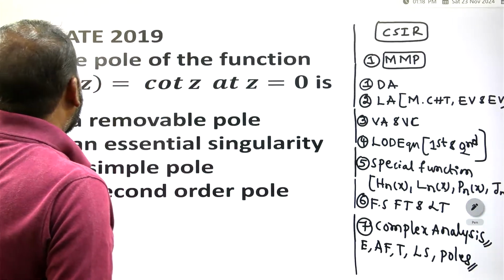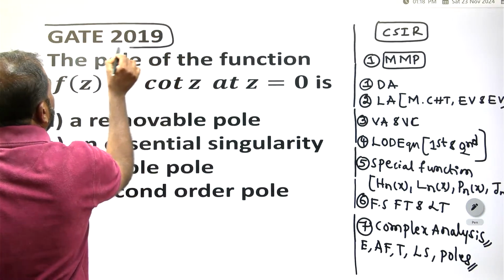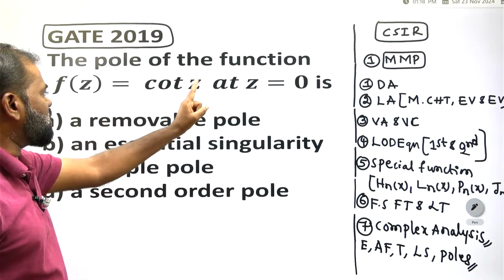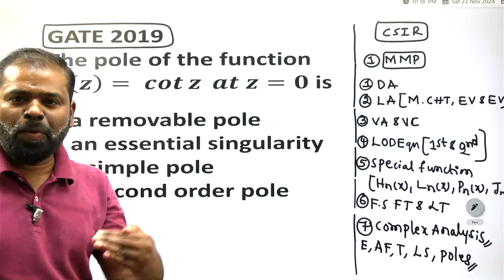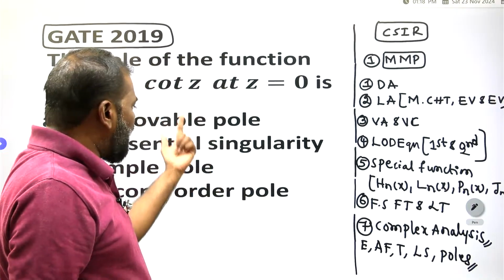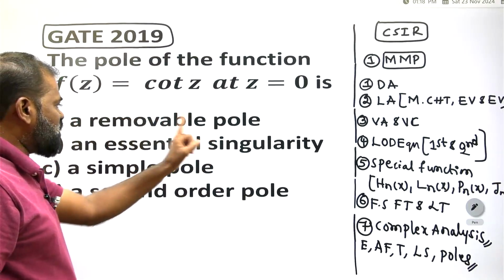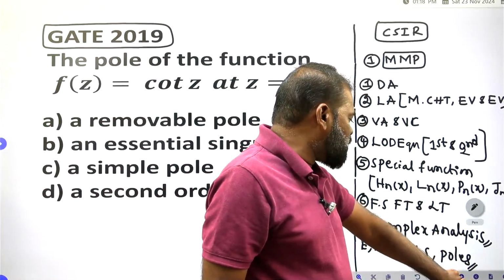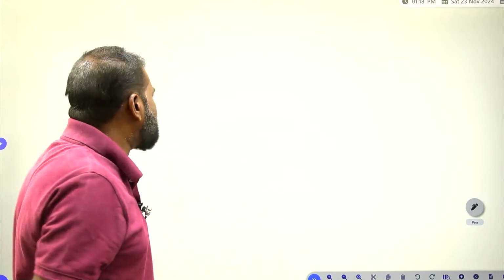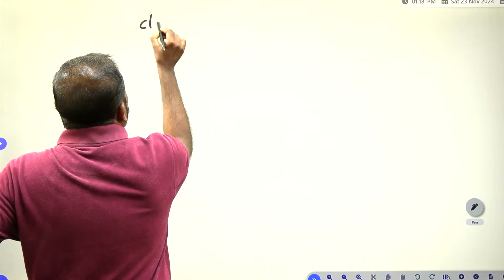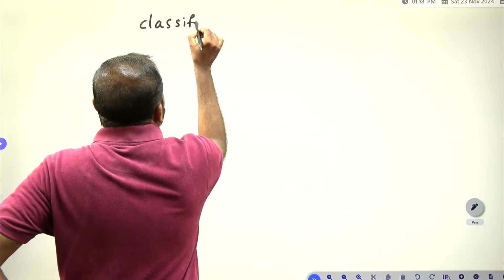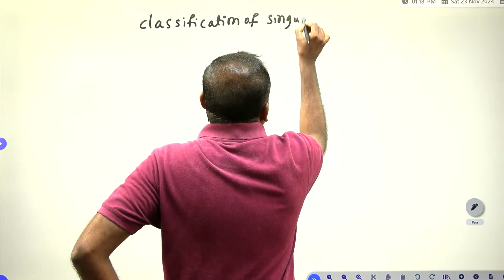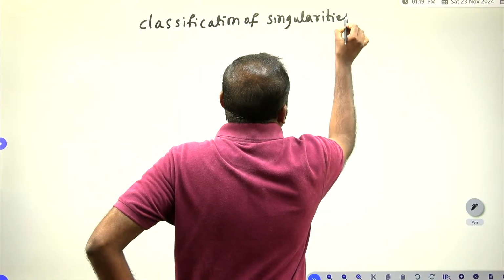In GATE 2019, this question was asked: the pole of the function f(z) = cot z at z = 0. What is a pole? First we have to learn about the pole. Later we will discuss removable singularity, essential singularity, simple pole, and second order pole. First I will teach the classification of singularities. There are three varieties of singularities.